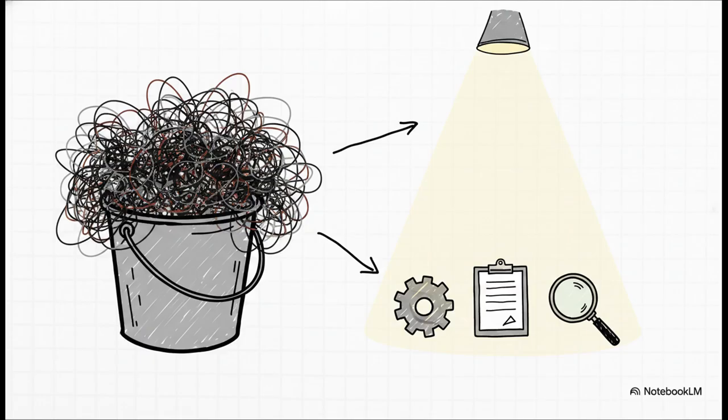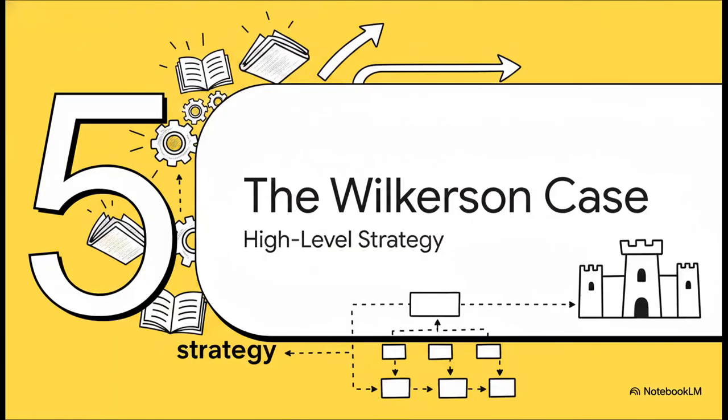Is there a paperwork bottleneck, a quality control issue? A traditional system just hides all those problems inside a giant, generic overhead bucket. ABC, on the other hand, shines a spotlight directly on what is actually driving your costs. Finally, let's wrap up with Section 5, the Wilkerson case strategy.